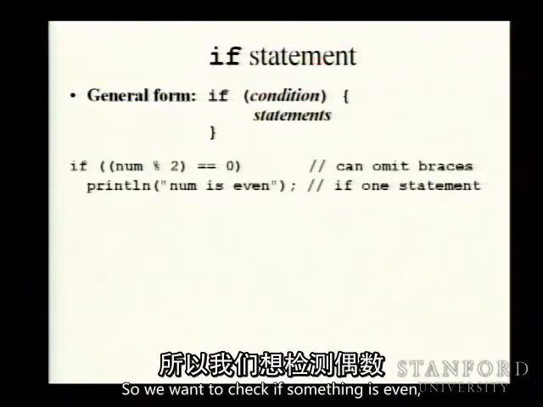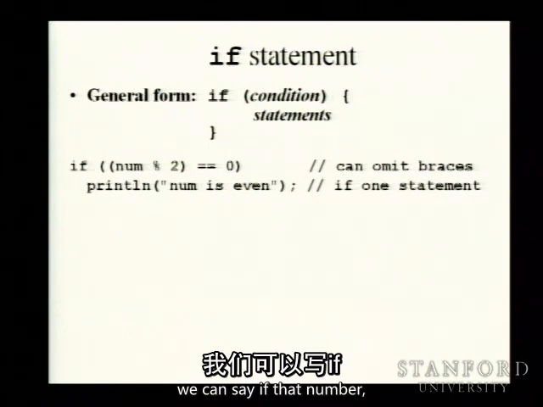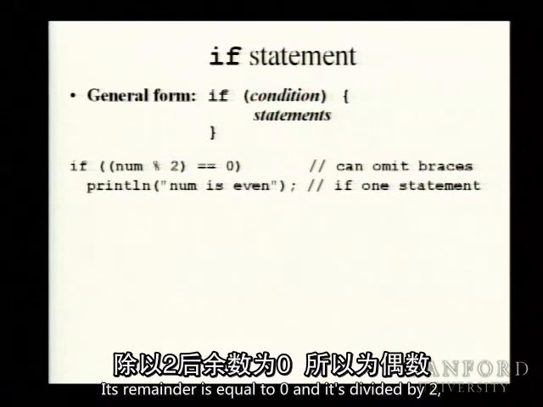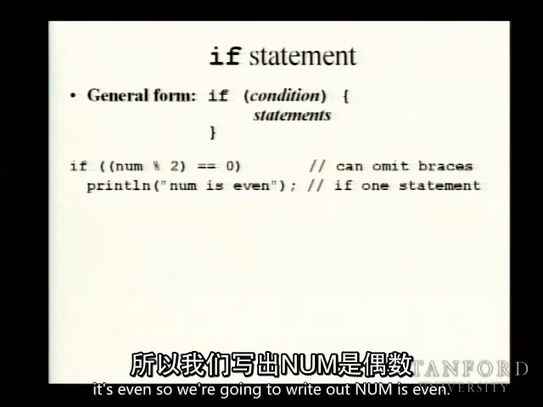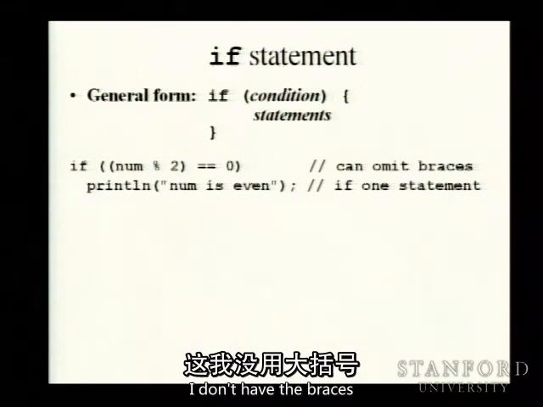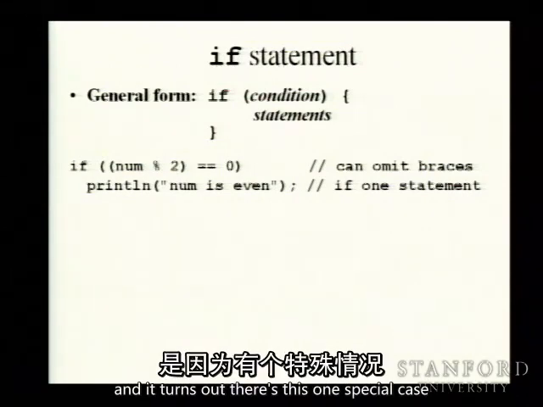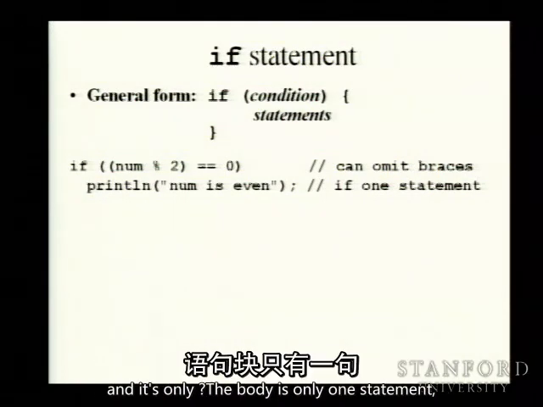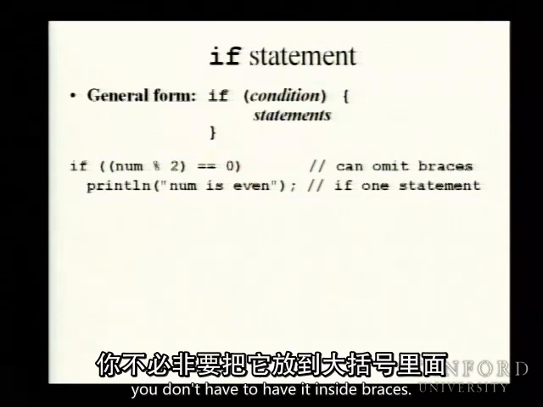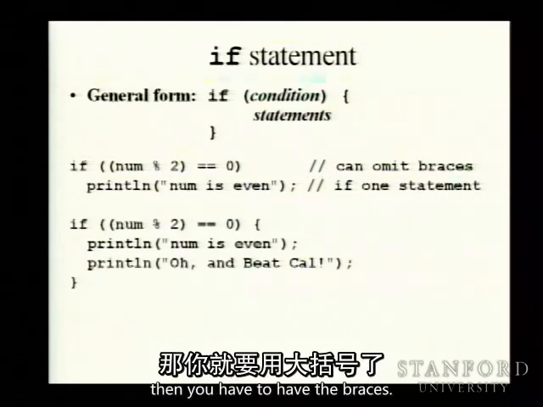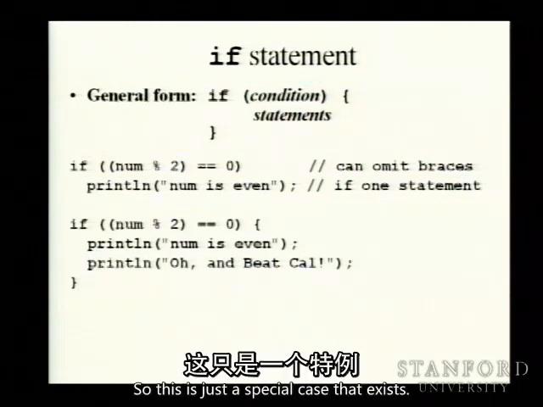So we want to check if something is even. We can say if that number, when it's divided by 2, has a remainder equal to 0. If its remainder is equal to 0 when it's divided by 2, it's even, so we're going to write out num is even. Now notice here I don't have the braces. And it turns out there's this one special case that says if you have an if statement, and it actually applies to a couple other things, and the body is only one statement, you don't have to have it inside braces. If it's more than one statement, like this, then you have to have the braces. And so this is just a special case that exists.